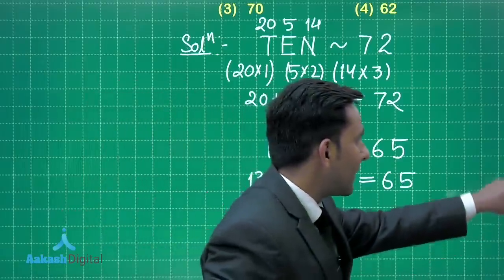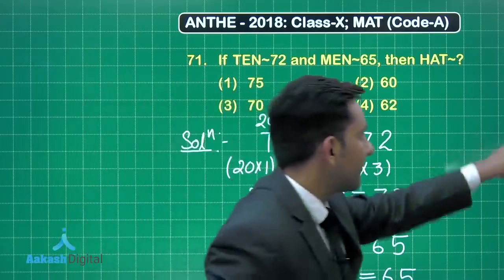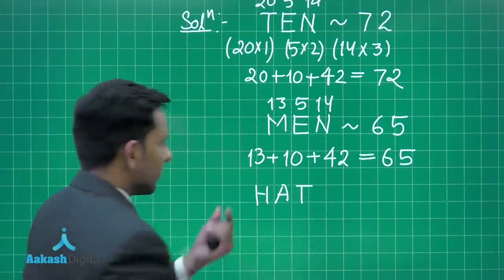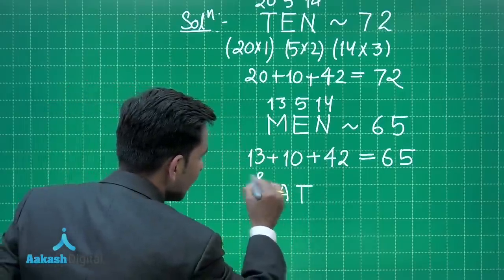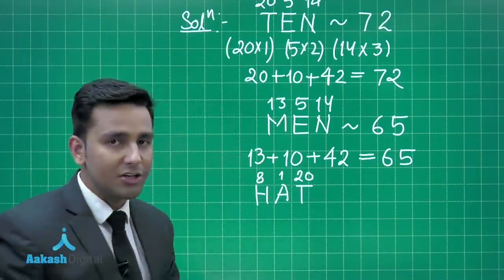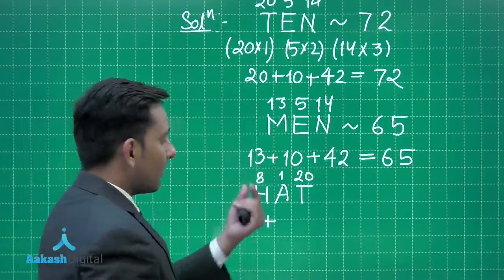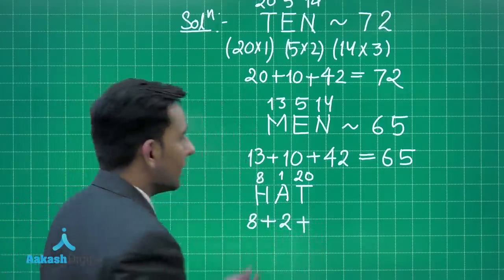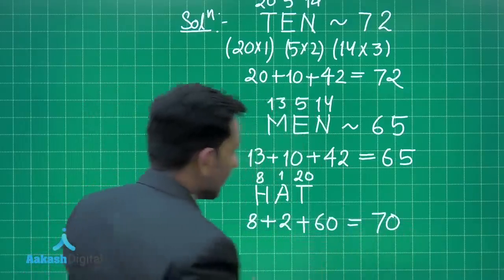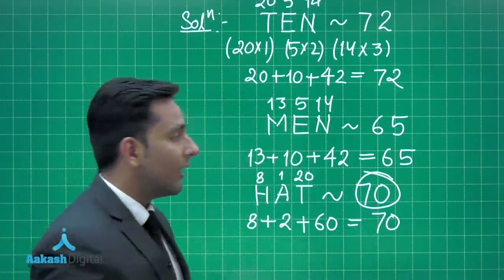Now we will apply the same pattern for the word HAT to obtain the coded number. First we'll write the positions of each alphabet. The position of letter H in the English alphabet is 8. A is at first position, and the position of letter T is 20th in the English alphabet. First we multiply 8 by 1, what we are obtaining? 8. 1 multiplied by 2 we get 2, and then 20 multiplied by 3 we are getting 60. The sum is 70. So the code for the word HAT is 70, and 70 is the answer for this question.